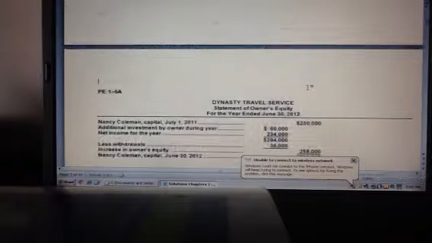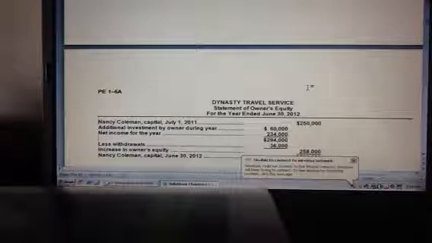Practice exercise 1-5A. This one is preparing a statement of owner's equity.